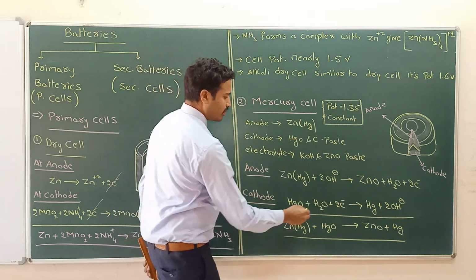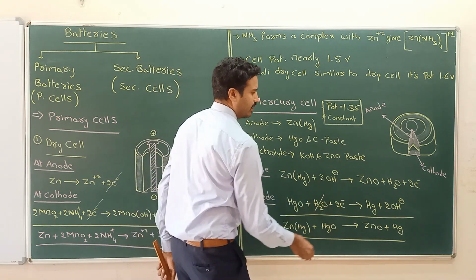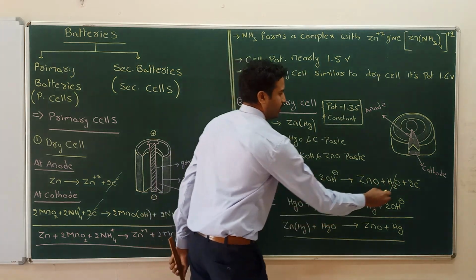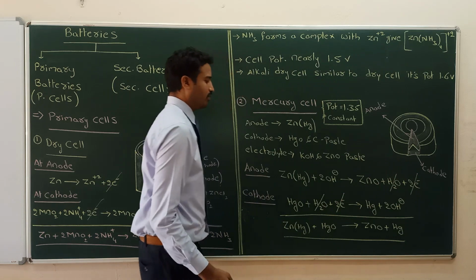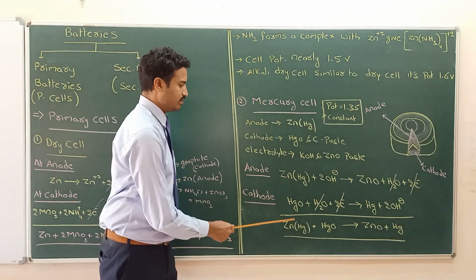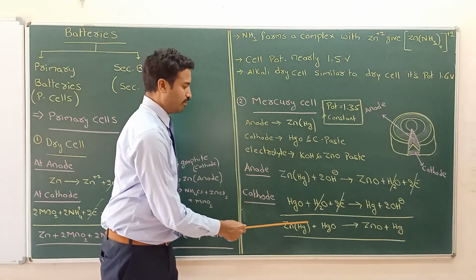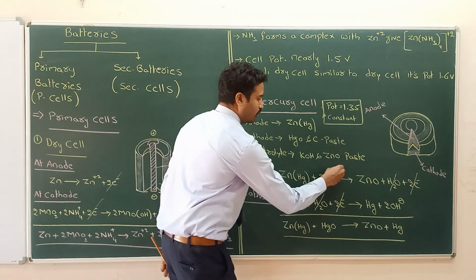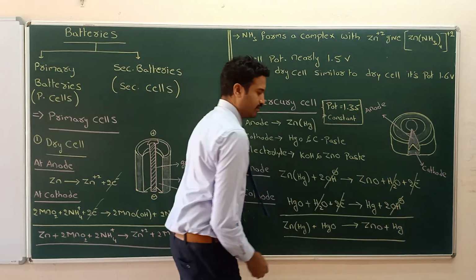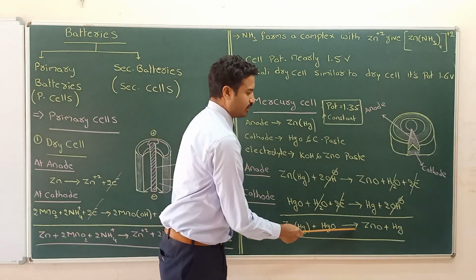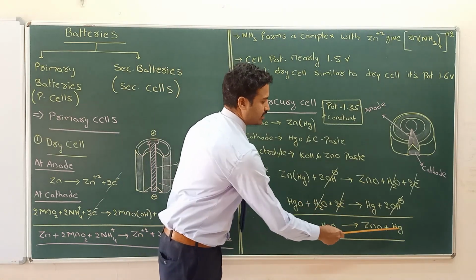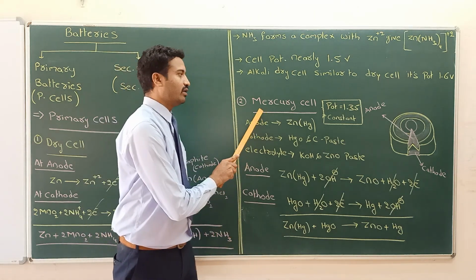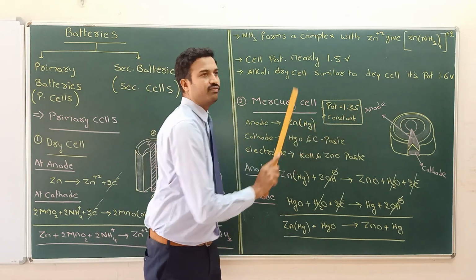Here H2O is on the reactant side and H2O on the product side. 2 electrons on the reactant side, 2 electrons on the product side. Then the overall reaction is Zn (zinc amalgam) plus HgO, and here 2OH- also gets cancelled. Then it gives rise to ZnO plus Hg. This is the overall reaction. The potential of this mercury cell is 1.35 volts.